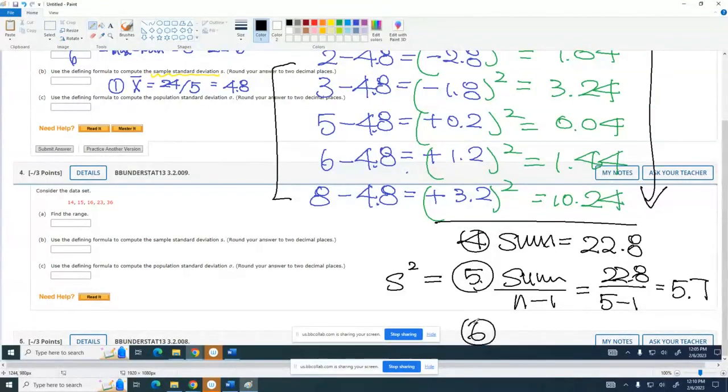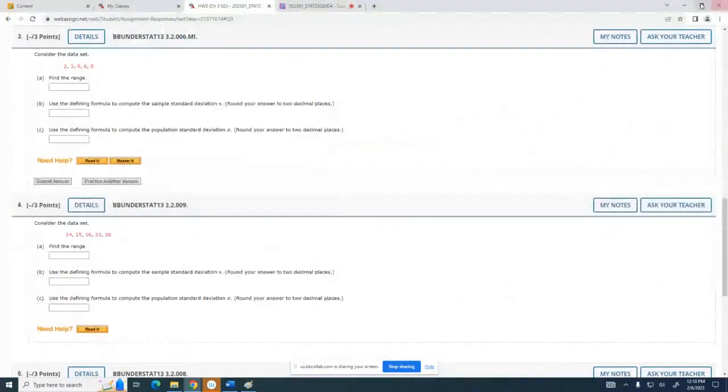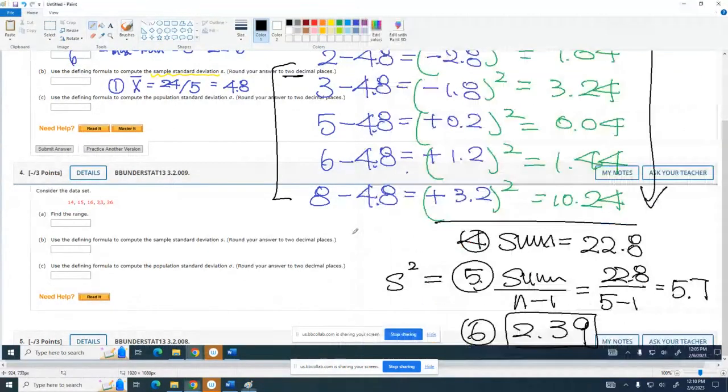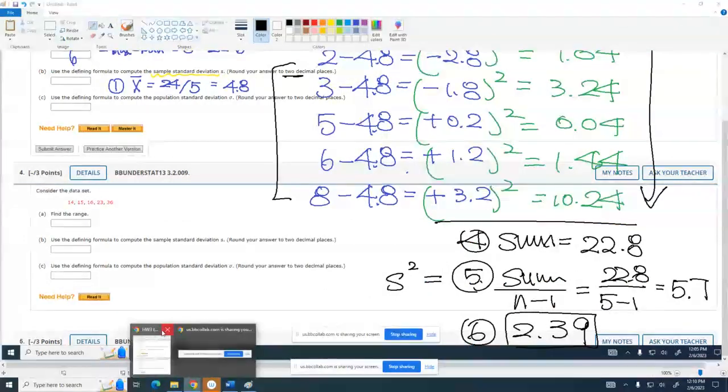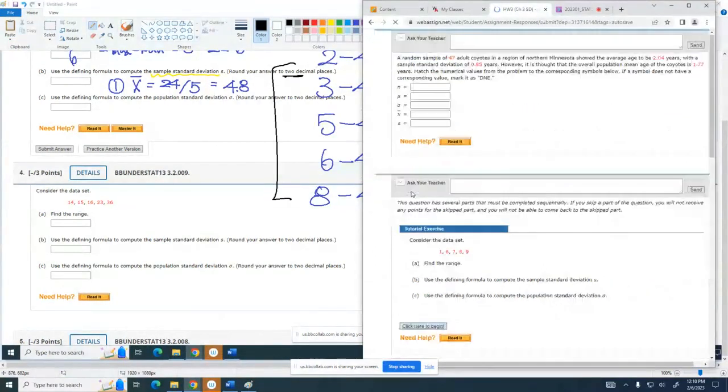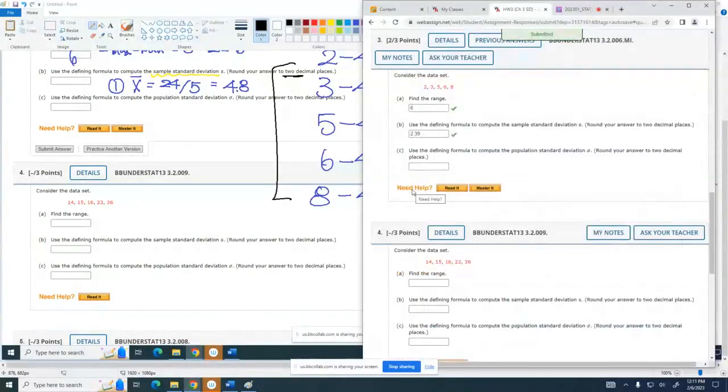Square root of 5.7. How many decimals? Be careful, it's 2 decimals. So I have 2.39. That will be the sample standard deviation. Let me check. Range was 6. And how much did I get? 2.37. Let me check without part C. Good? Right? Okay.